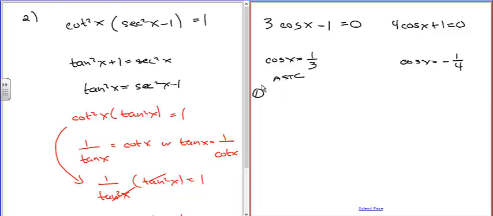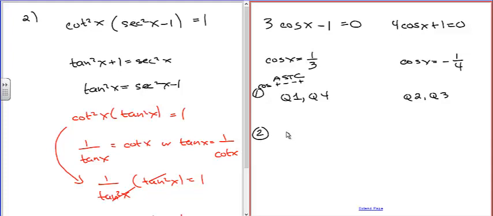So this is cosine. It's positive in the first quadrant, positive in the fourth quadrant, negative in the second and third quadrants. Because I have a positive here, these are going to be quadrant 1 and quadrant 4 solutions. Here it's negative, so it's going to be quadrant 2 and quadrant 3. So that's step 1.